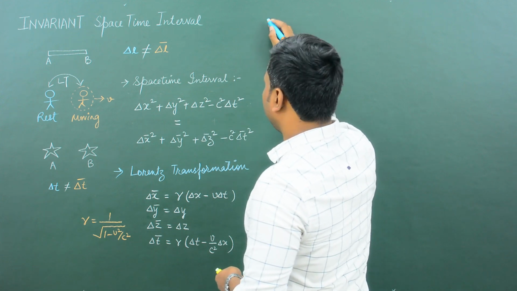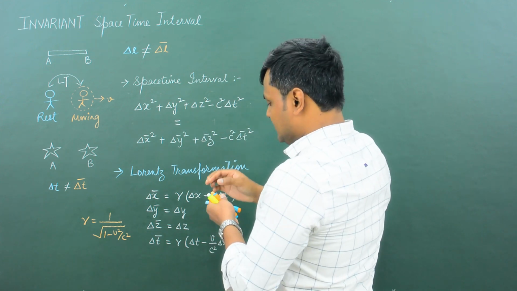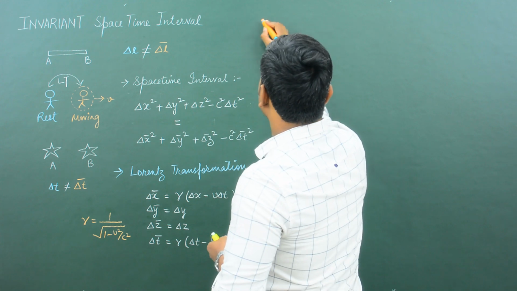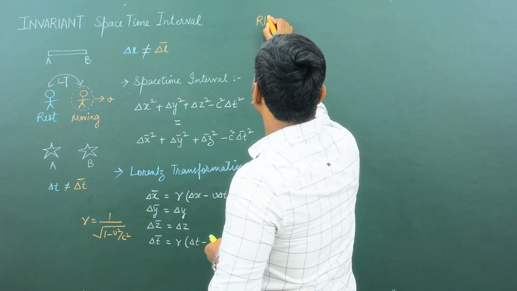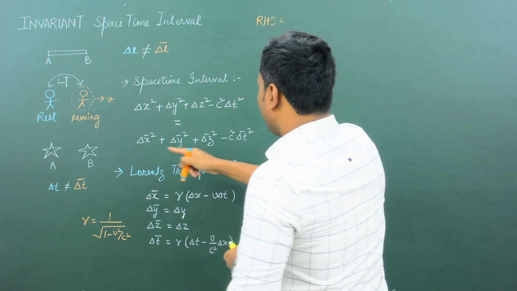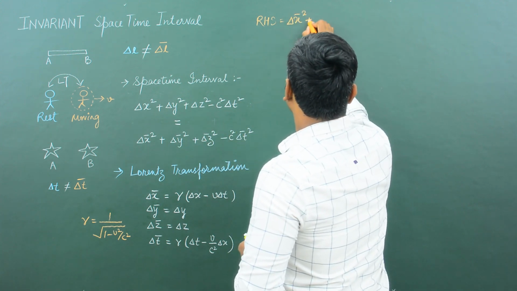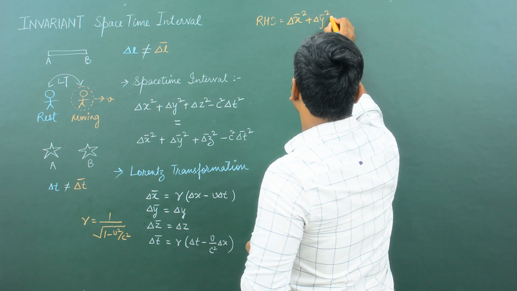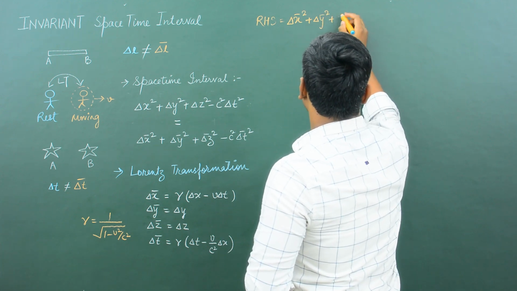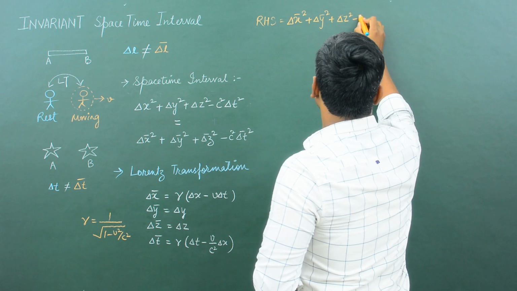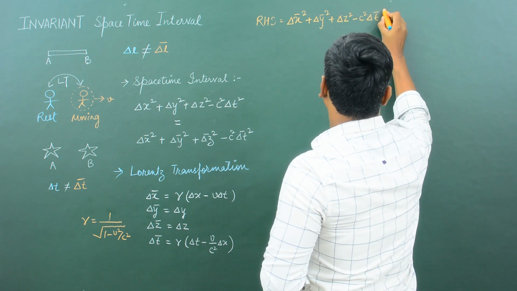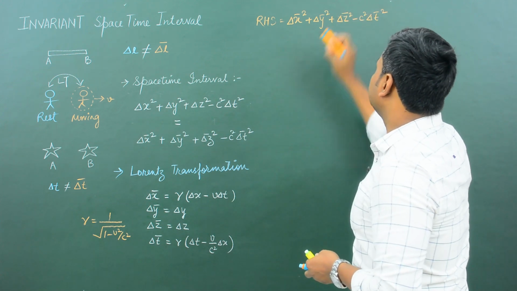So let's look at this particular quantity, which is the RHS. So what is the RHS here? RHS is nothing but del x bar square plus del y bar square plus del z bar square minus c square del t bar square.